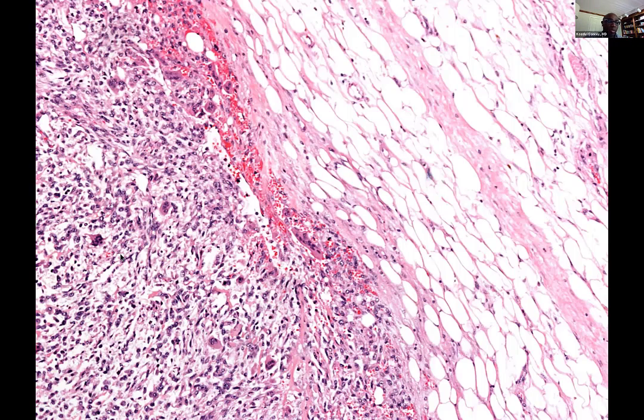So I have a low threshold. Whenever I get a consult or a case, a biopsy, and it looks like an ugly-looking sarcoma from the retroperitoneum, I do not hesitate. I send it for FISH right away. And almost always MDM2 is amplified, and almost always these are dedifferentiated liposarcomas.